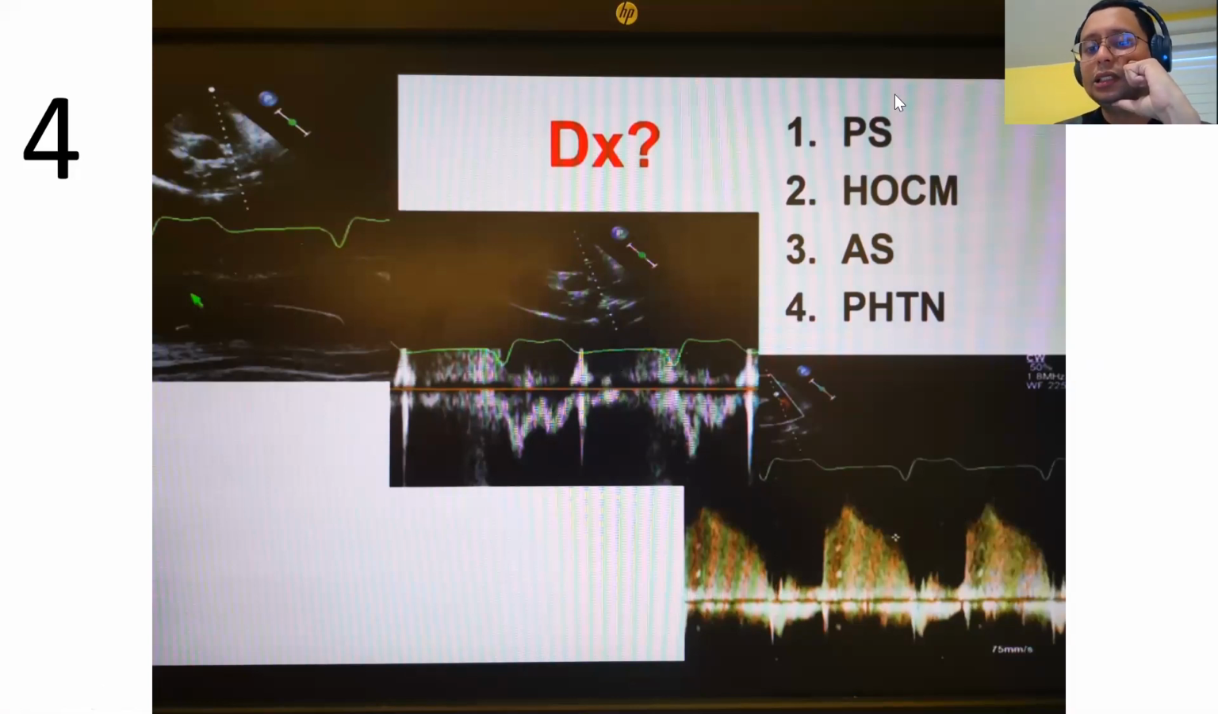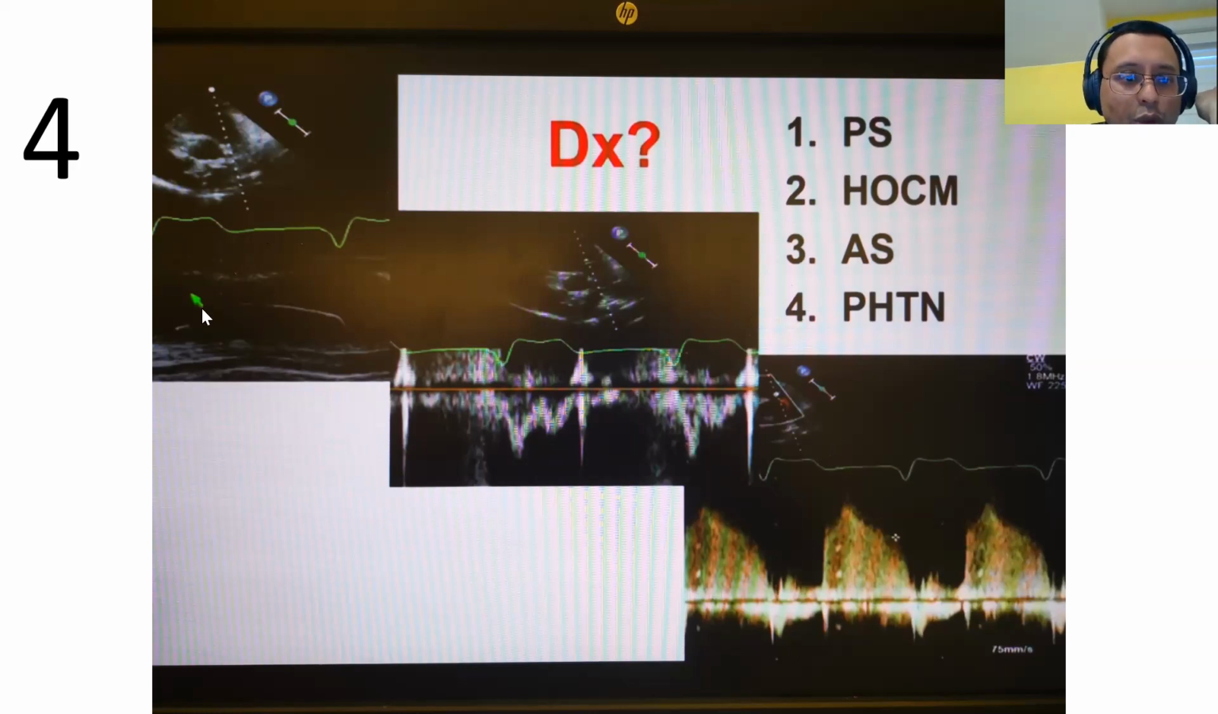Is this pulmonary stenosis? Is this hypertrophic obstructive cardiomyopathy? Is this aortic stenosis? Is this pulmonary hypertension? Okay, so straight away from the question, you can rule out hypertrophic cardiomyopathy and aortic stenosis because this is flow across the pulmonary valve. So the only reasonable answer is between pulmonary stenosis and pulmonary hypertension. Okay, so which one is this?